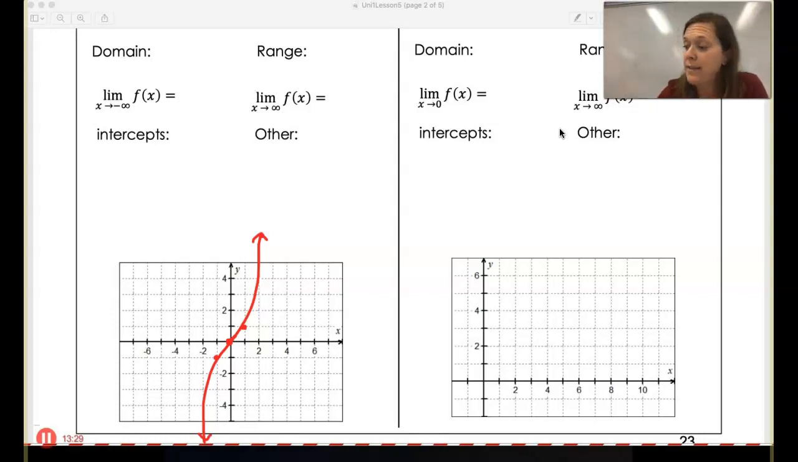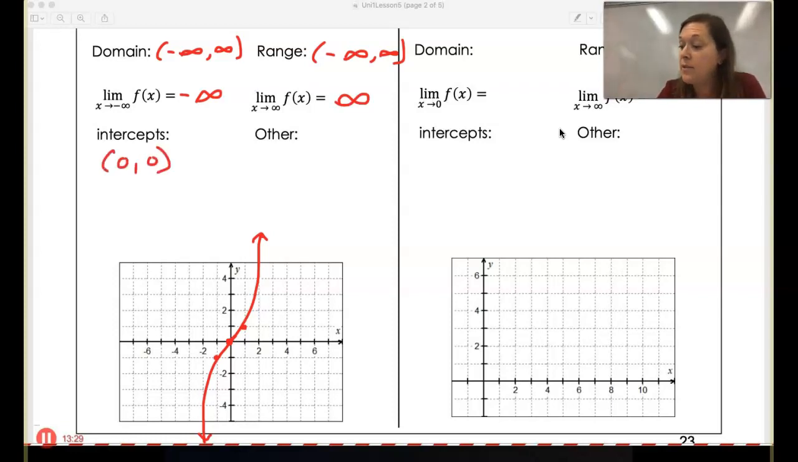All right, so our domain is all real numbers. Our range is all real numbers. Let's see, we have the behavior on the left-hand side just keeps decreasing, so going to negative infinity. Behavior on the right side is going up to positive infinity. My intercepts are at 0, 0. That's it. Here we do have a point of inflection. Does everybody see how the point of inflection is also 0, 0?